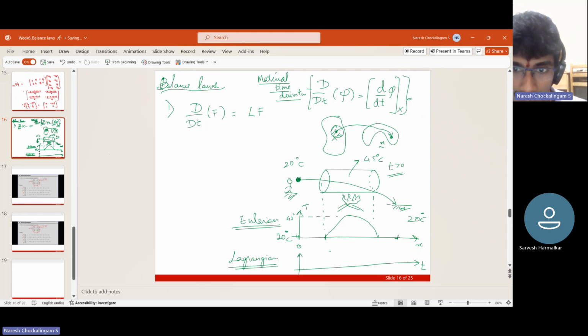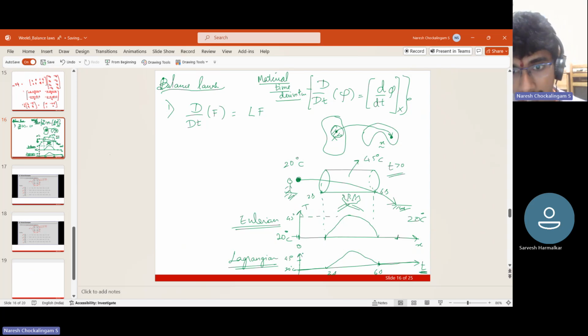Say at 2 seconds, the ball reaches this end, and at 6 seconds, the ball reaches the other end. So until 2 seconds, the temperature of the ball will be 20 degrees Celsius, which is room temperature. Somewhere in between, the ball's temperature reaches 45, and it comes down to 20 degrees at the end of the tunnel at 6 seconds, and then it'll continue at 20 degrees Celsius. So here note the coordinates.